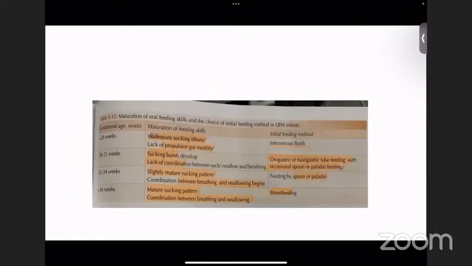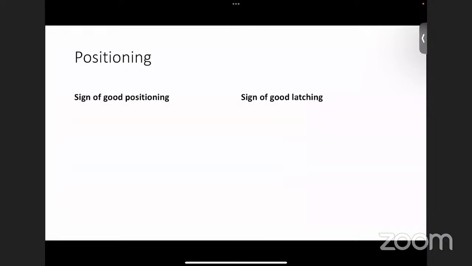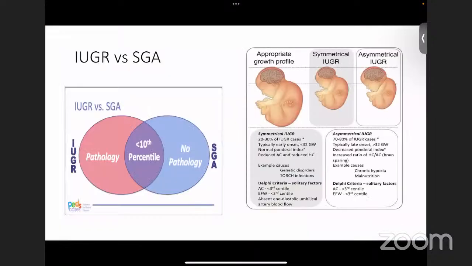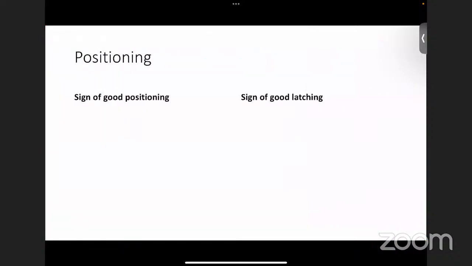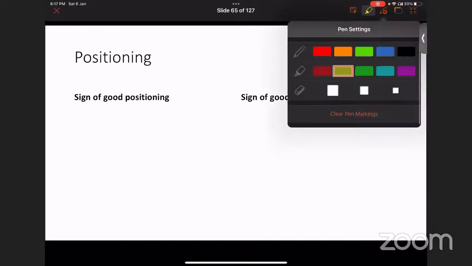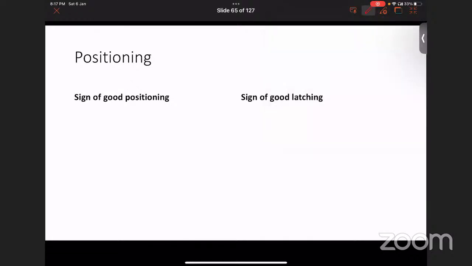This is the skill which we'll discuss in this class. So with these 2 to 3 questions, we'll stop. What is positioning? What is good positioning? This is the question. What is the sign of good latch? These are the two important questions which are asked, and you should know them, right? Good positioning: the whole body of the baby should be supported.